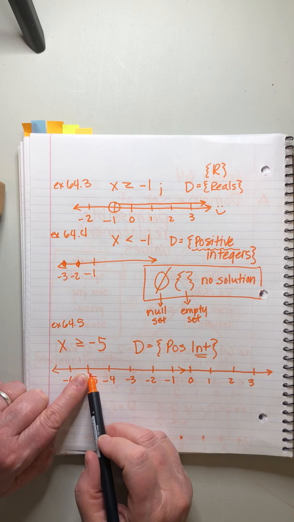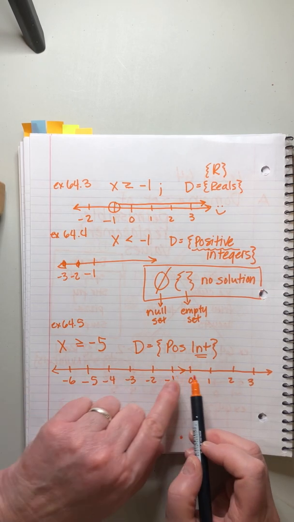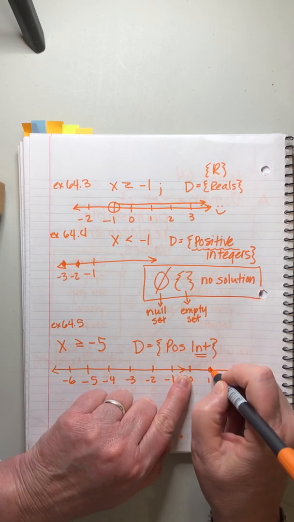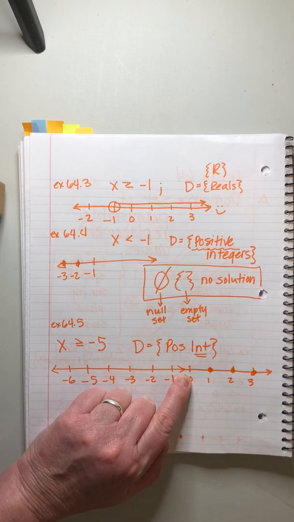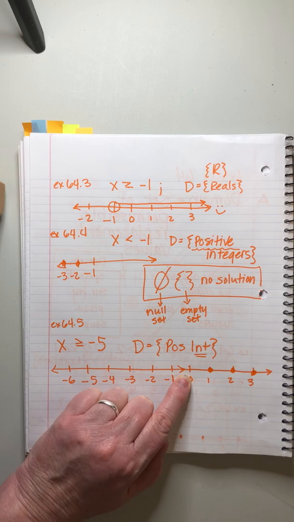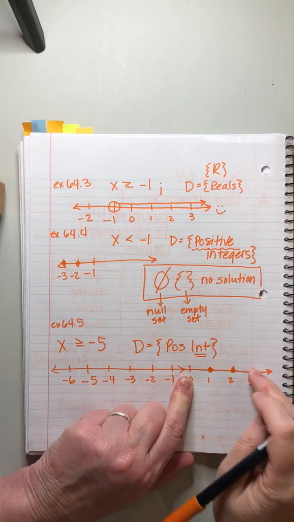But we can't include these negative numbers. And 0 is not a positive integer, so we can only start making our dots right here.